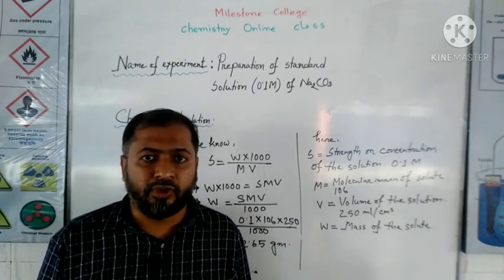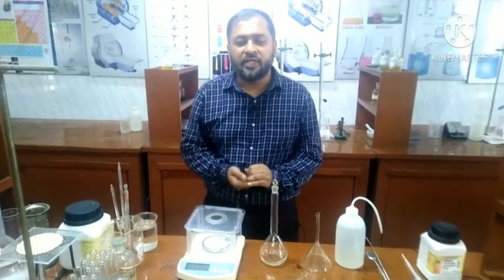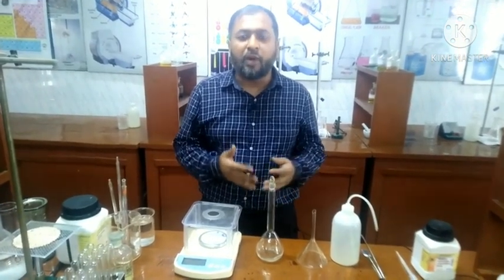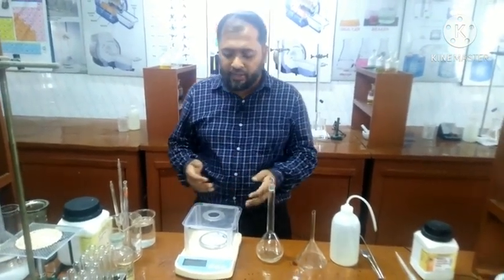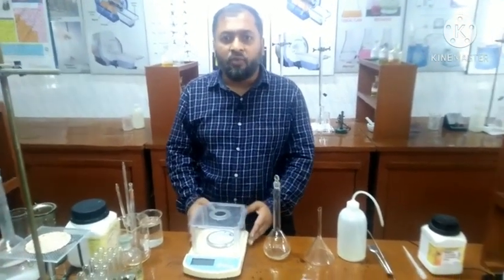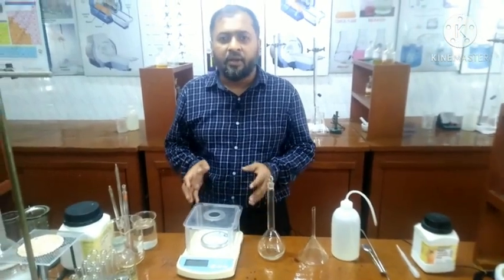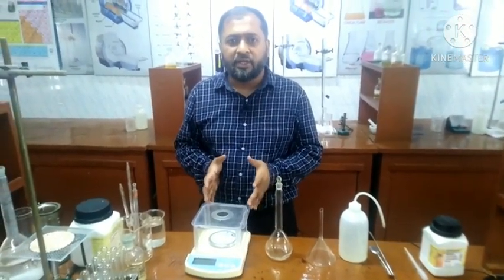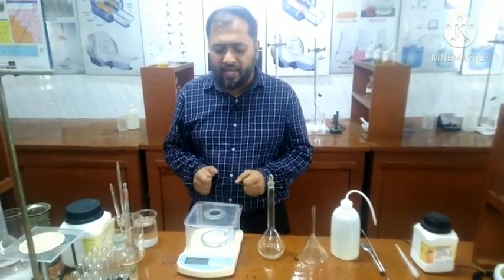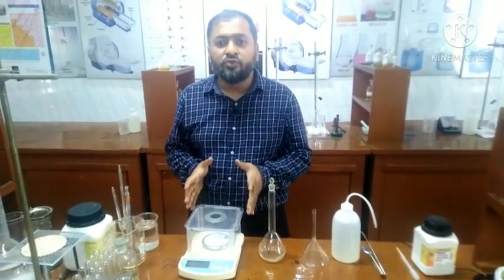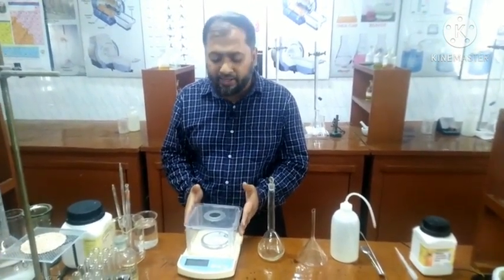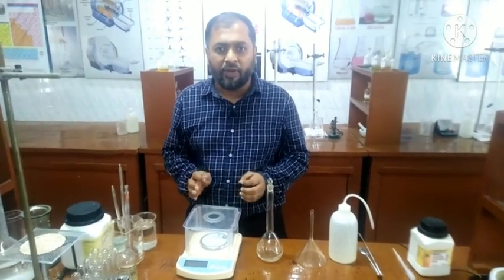Now students, you can see all the apparatus required to perform this experiment in front of me. Now the first apparatus is the digital balance machine. As we know that in performing any experiment, measuring the mass of chemical substance is utmost important, and this device is used to measure the mass of chemical substance, and this machine can measure 100th parts of 1 gram accurately.